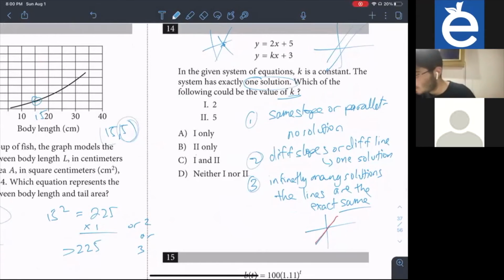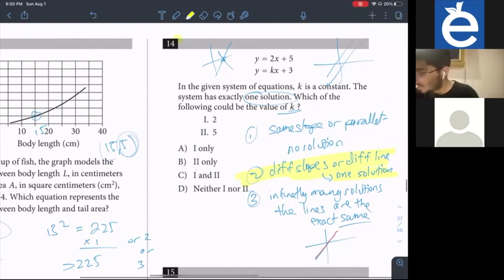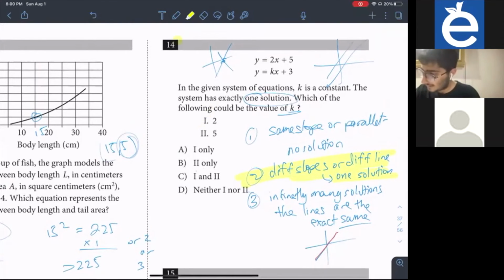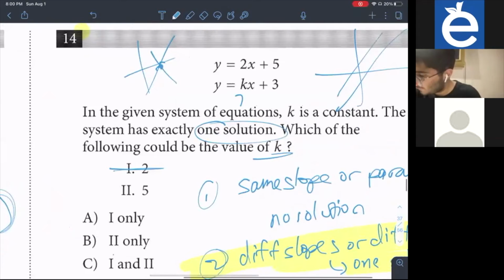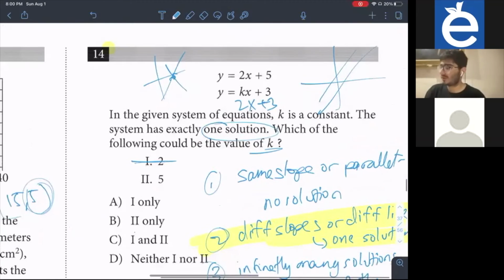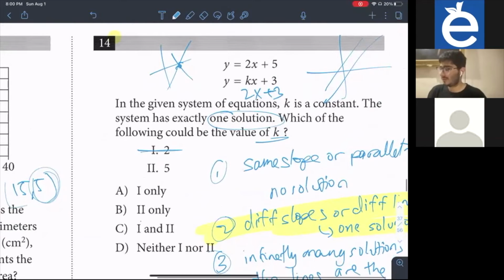Okay, so now since it's asking for one solution, we have to use the second condition or second scenario. So the different slopes. So it can't be choice one. It can't be choice one because if it's 2x plus 5 and then 2x plus 3, they would be parallel lines, just with different intercepts, meaning that they would never have a solution. So it would not be choice A and not be choice C.